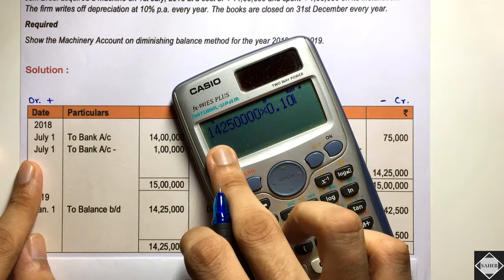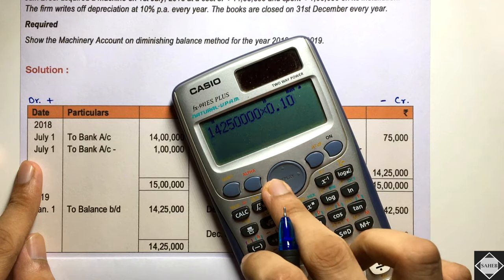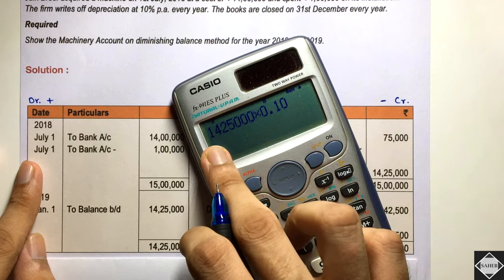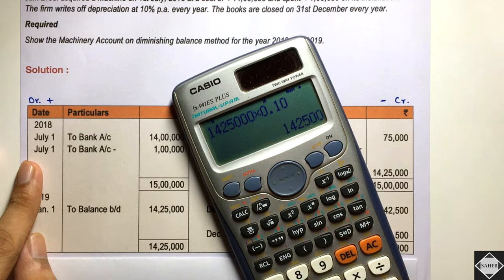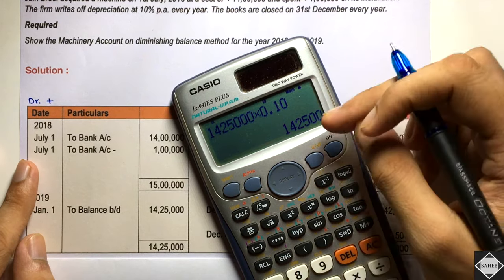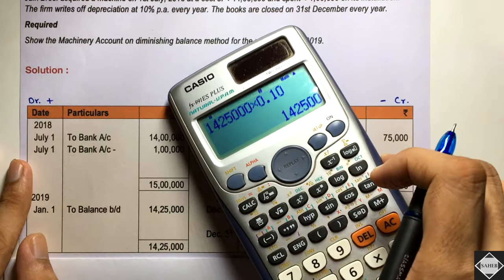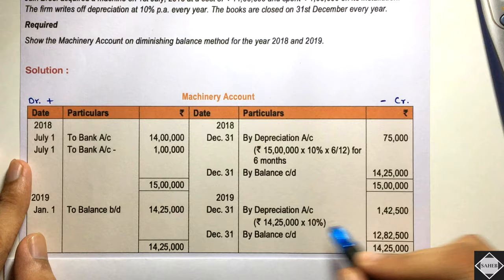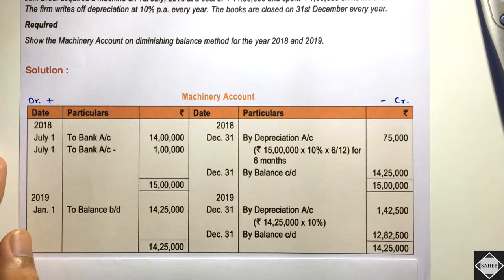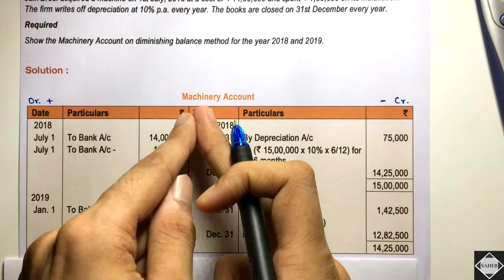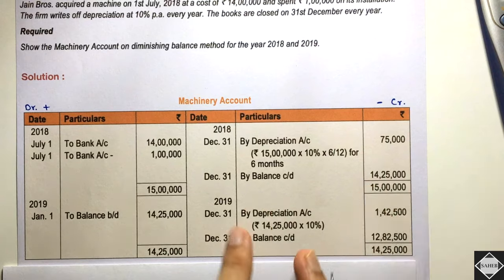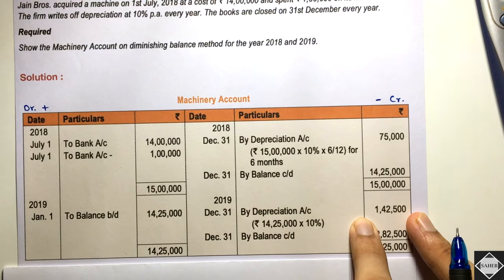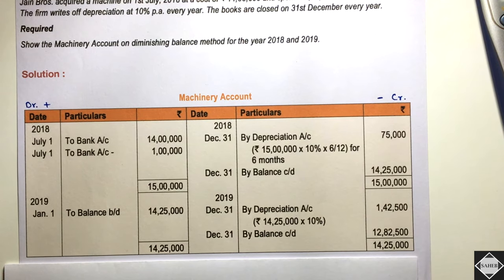So I will just do WDV into rate: 14,25,000. Sorry, I had taken the wrong amount over here. 14,25,000 into 0.10 is equal to 1,42,500. 1,42,500, that would be the depreciation. What is the logic of this posting? Machinery value is decreasing because of depreciation, 1,42,500. Clear, simple and straightforward. The same logic.